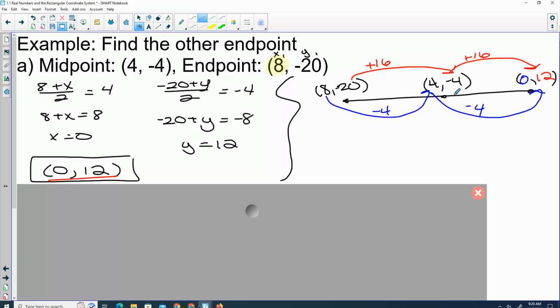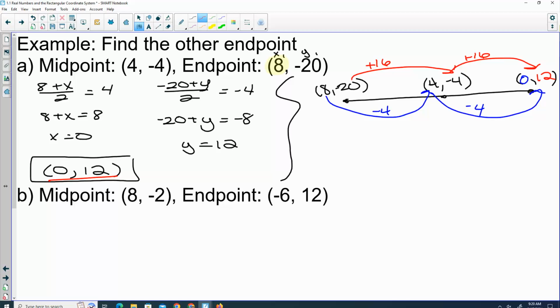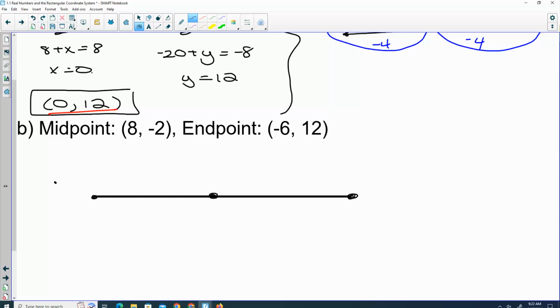How many of you like the algebra, setting up equations and solving? Okay, everybody likes just thinking through it? I want you guys to try one then. One of my endpoints was -6, 12. Middle, 8, -2. We need to find the other end. If you are at -6, what do you have to add or subtract to get to 8? So we have to do it again.